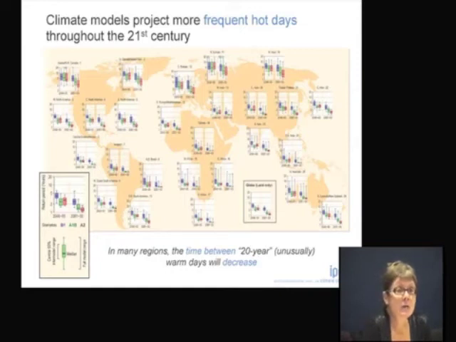The other thing that figure shows you is that the future changes are larger with higher greenhouse gas emissions. So it's probably quite hard to see, but if you compare the blue boxes, which are for a low emission scenario, compared with the red one, which is the higher emissions, it's giving you much larger changes.